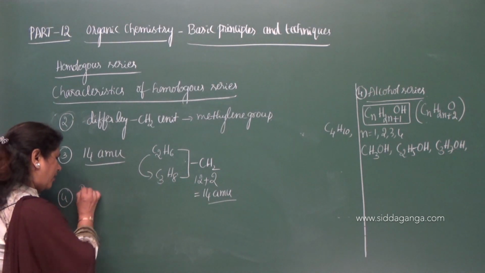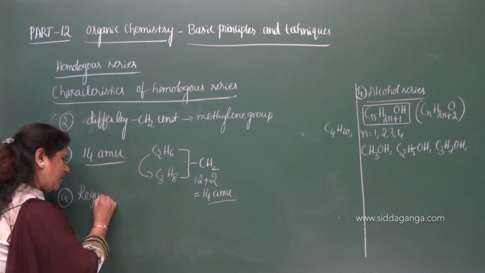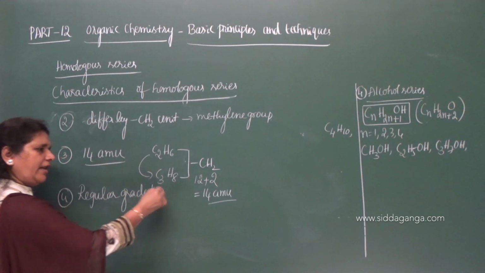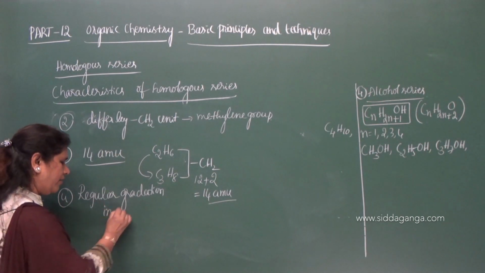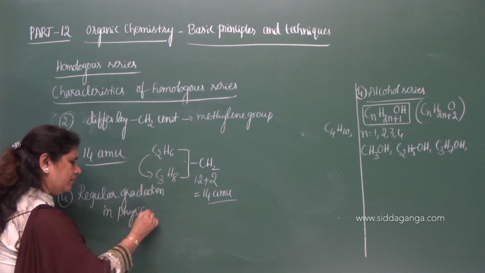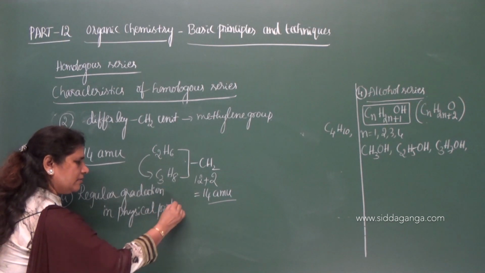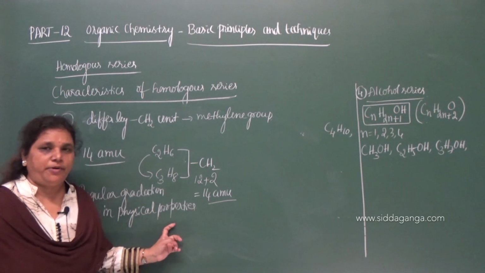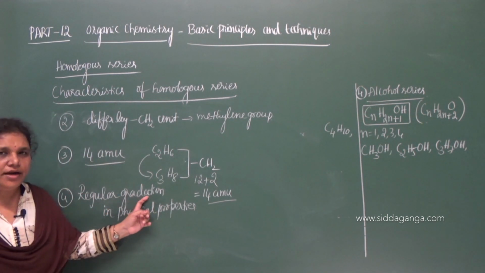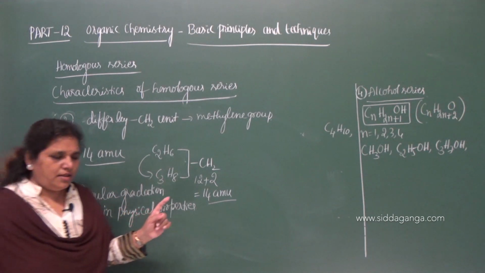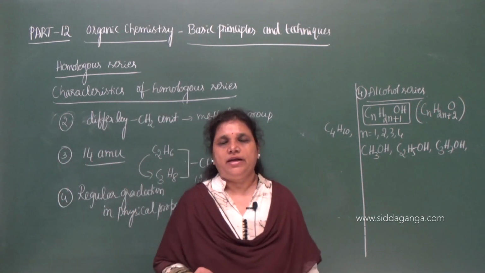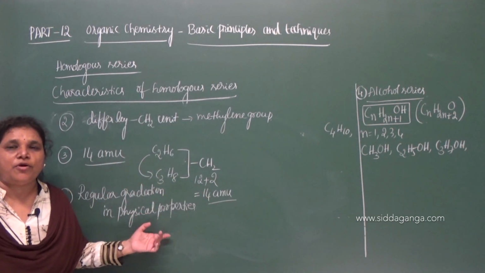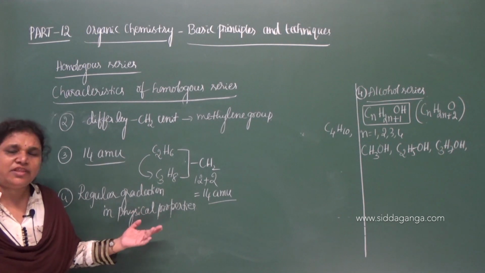They show regular gradation in physical properties. What do you mean by regular gradation? As I said, physical properties depend mainly on molecular mass, especially the melting point, boiling point, and the density, and even the solubility.